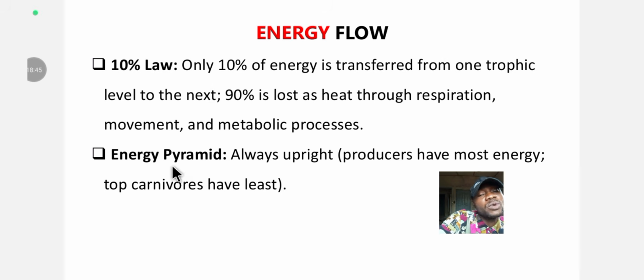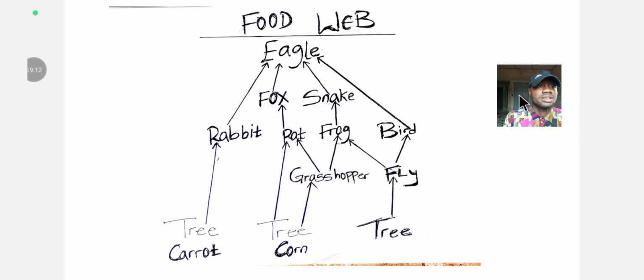And we have to understand energy pyramid. What is meant by energy pyramid? Energy pyramid is always upright. Producers have most energy. Top carnivores have least energy. Let me show you the energy pyramid. We have to look at food web to understand the energy pyramid. This is a food web. You can see that this food web is like a pyramid, like a triangle. You can see that this eagle, as a carnivore, has the least energy. Most of the energy is here, the primary producers. All these plants, these trees, that's where you have most of the energy.